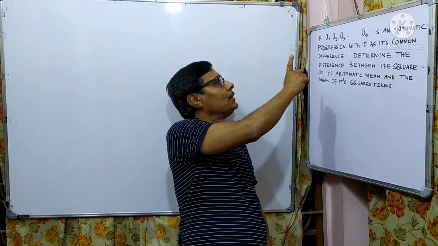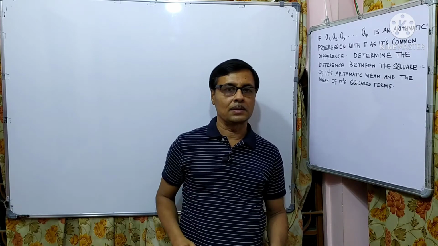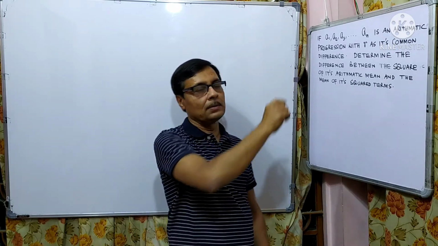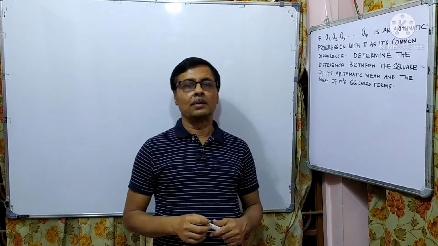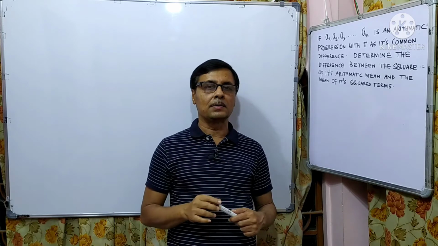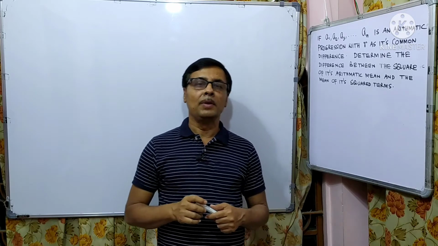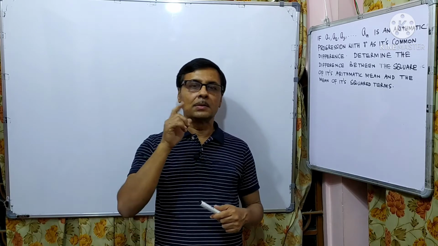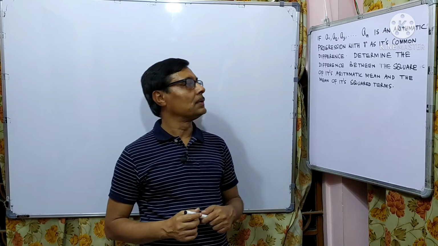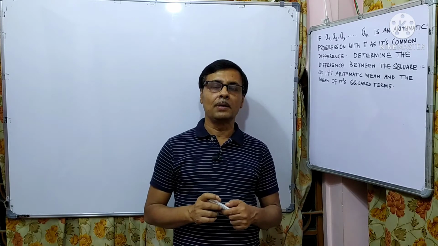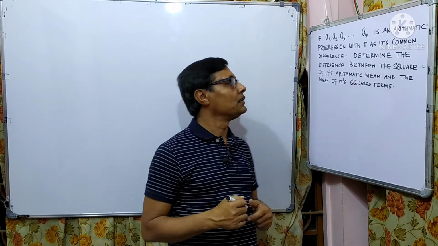This is the problem here. If a1, a2, a3, ... an is an arithmetic progression with a common difference r, we have to determine the difference between the square of its mean, that is the square of the mean of this arithmetic progression, and the mean of its square terms of this same arithmetic progression. We have to find out the difference between the square of its mean and the mean of its square terms. Now let us begin.